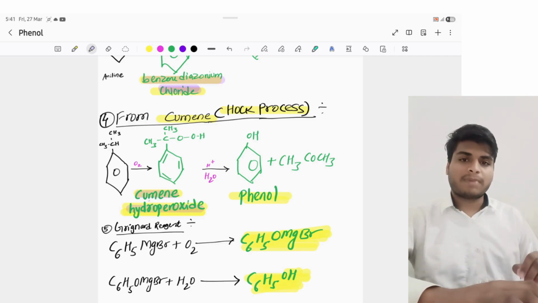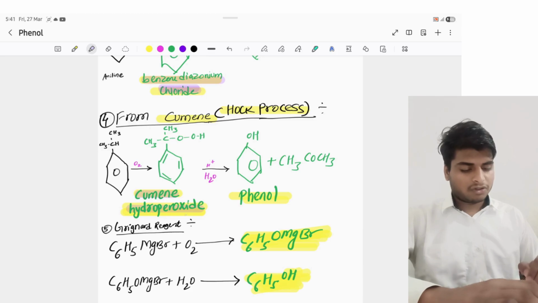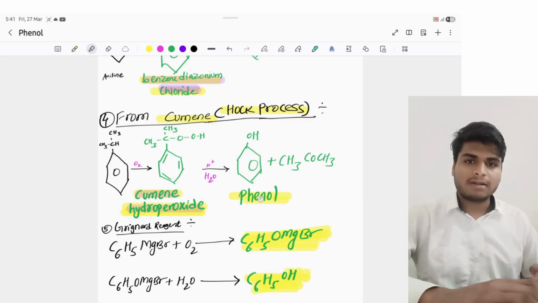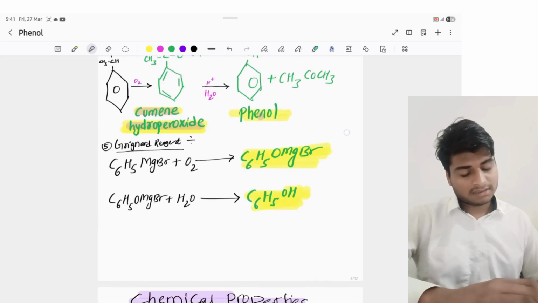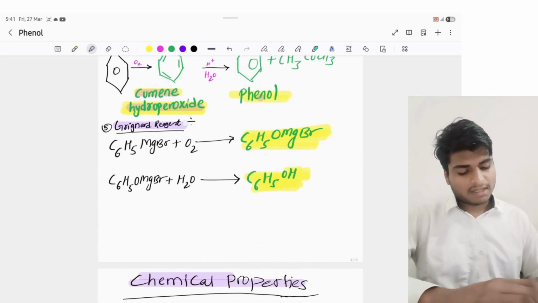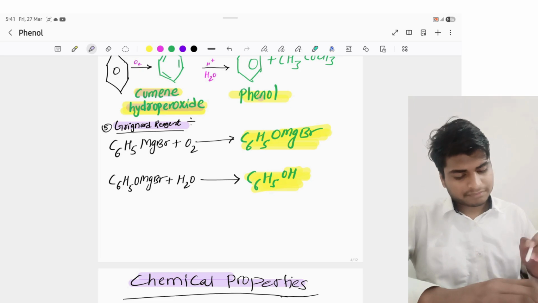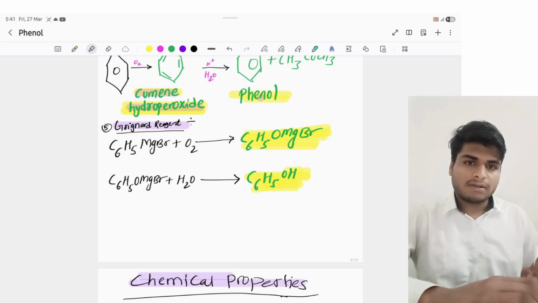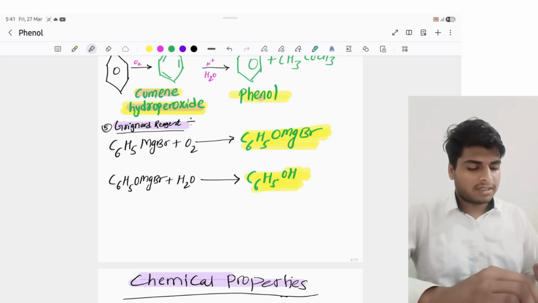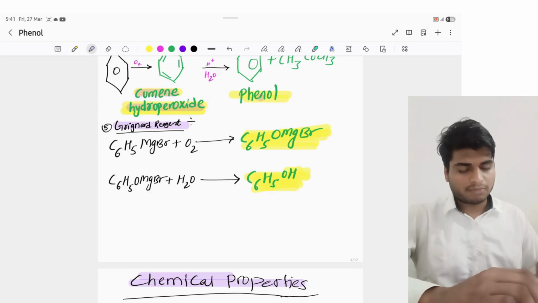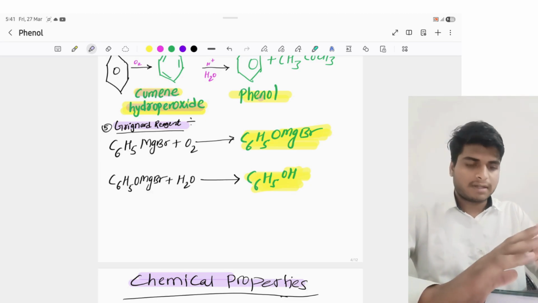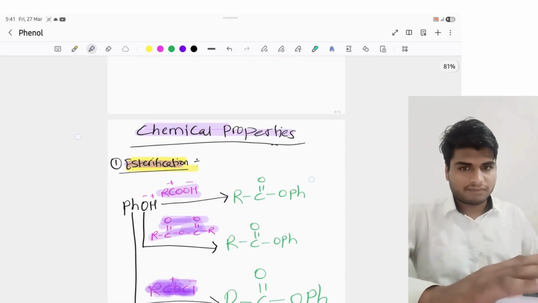When cumene is passed with oxygen, then cumene hydroperoxide is formed. Upon treatment with acidification and water, it will give phenol plus CH3COCH3. And Grignard reagent: the Grignard reagent means C6H5MgBr, when we treat it with oxygen, it will give the oxy component. Then we treat the oxy component with water, and it will give phenol.